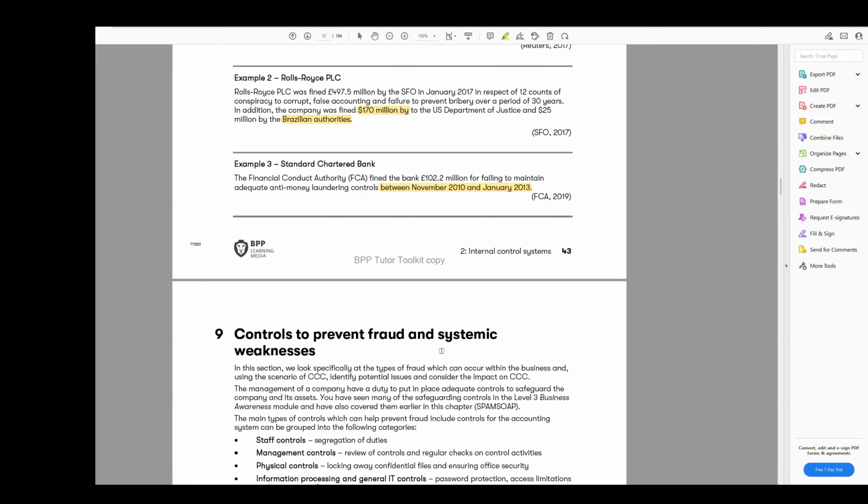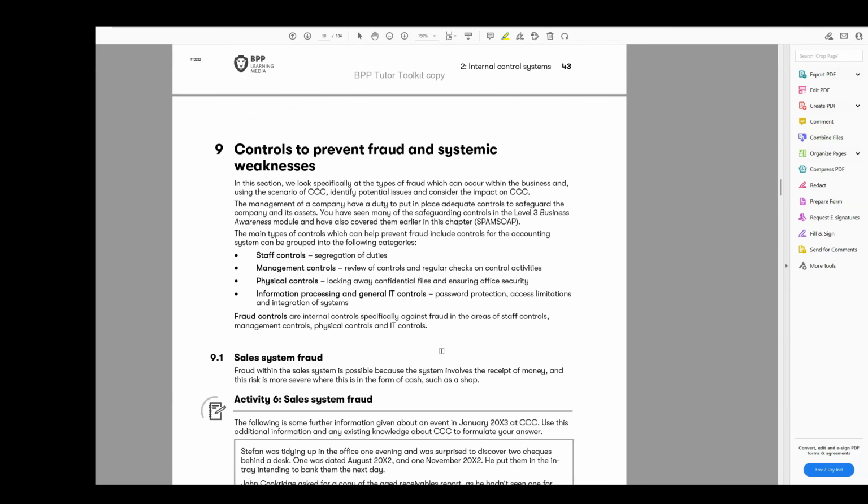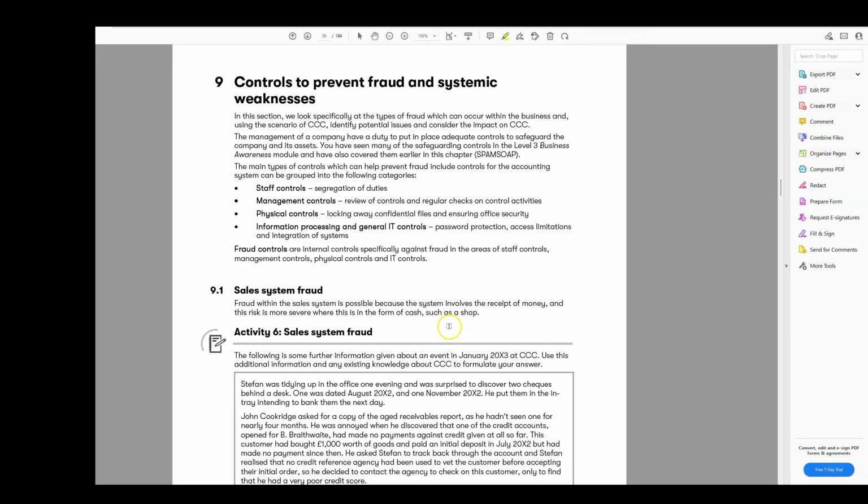Alright, so this all we're going to learn from here. Maybe on the next session we're going to talk about our control to prevent and the systematic weakness. So how to prevent this sort of fraud. So in the next session we're going to talk about our prevention of the fraud.